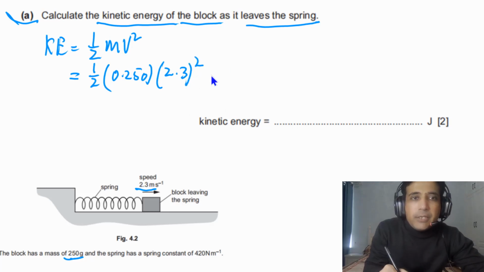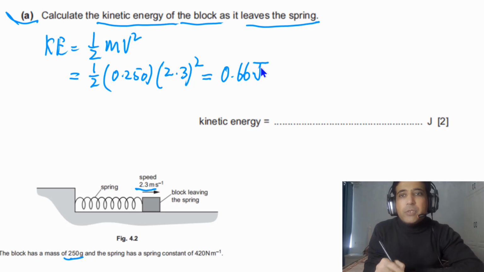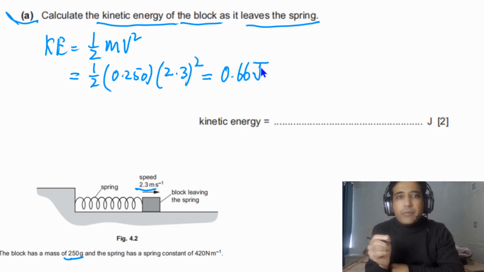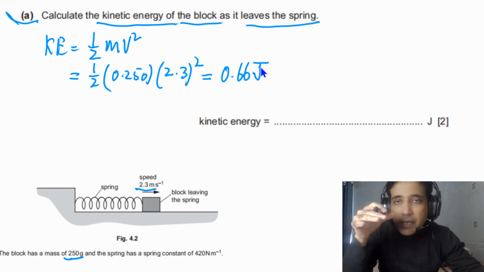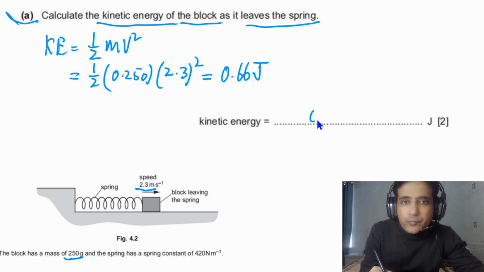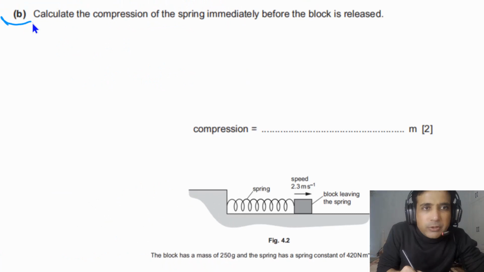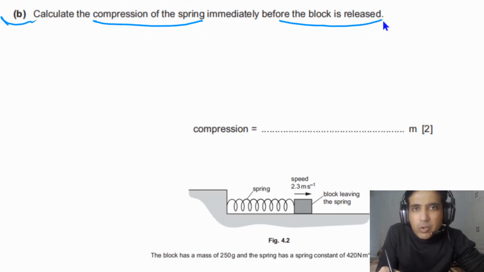And now if you do the calculations, in this case our final answer will be 0.66 joules up to 2 SF. Because the least number of SF in the raw data is 2 SF, our final answer also should have 2 SF. So this is the final answer for this question. For the second part, we need to calculate the compression of the spring immediately before the block is released.